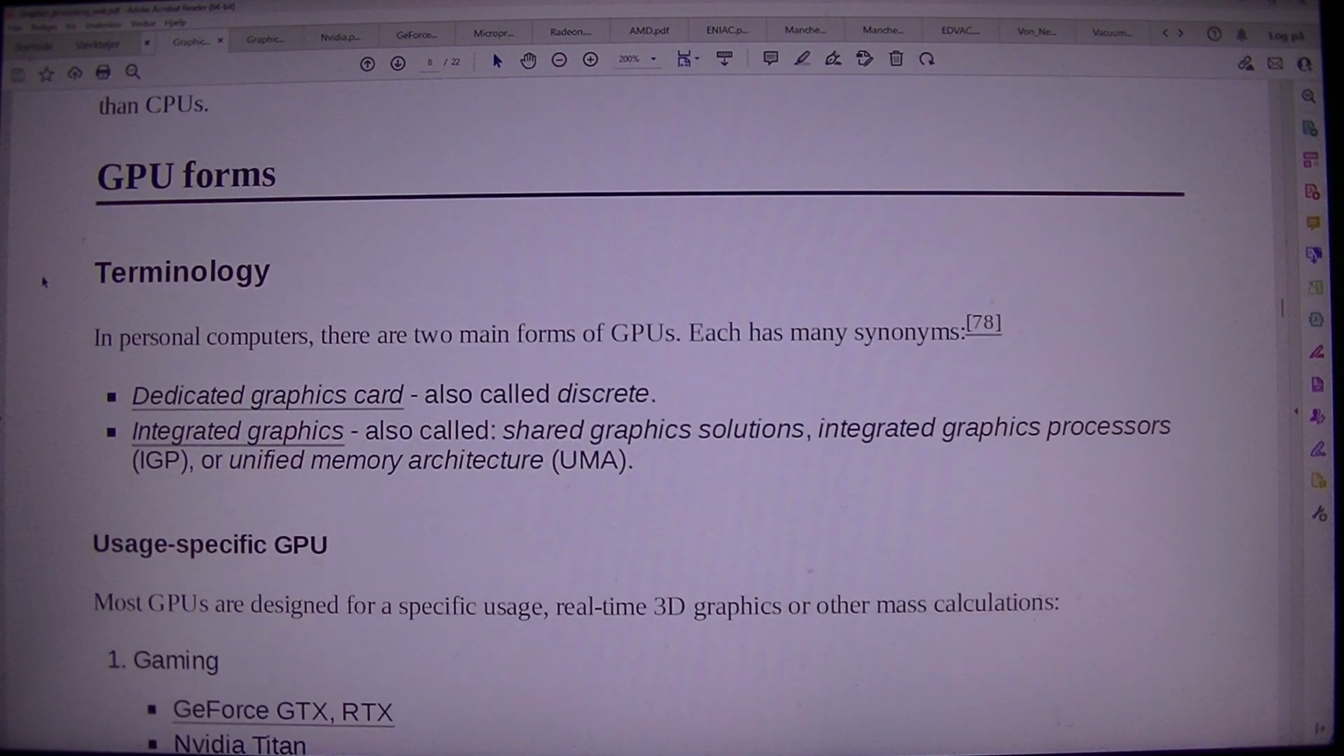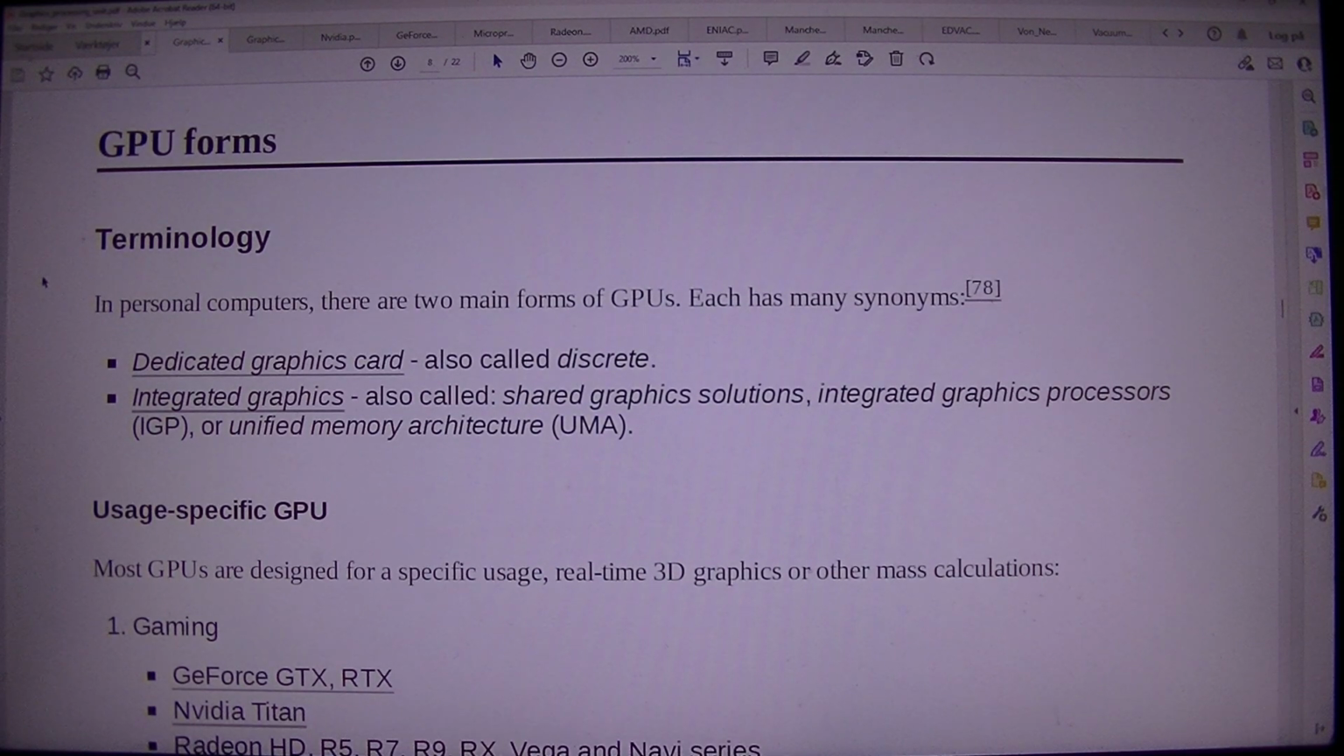GPU forms. Terminology. In personal computers, there are two main forms of GPUs. Each has many synonyms. Dedicated graphics card, also called discrete. Integrated graphics, also called shared graphics solutions, integrated graphics processors, IGP, or unified memory architecture.